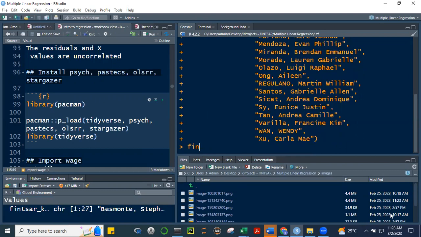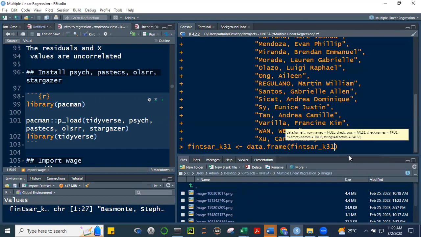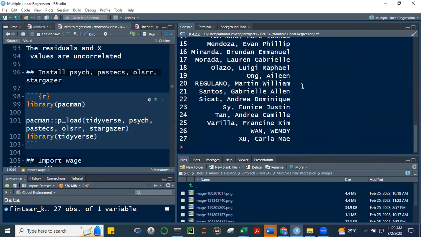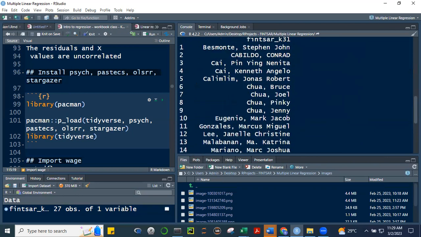I want to change it into a FINTSAR underscore K31. So I'll change it into a data frame, data.frame, FINTSAR. All right. So I now have this. It's now a data frame.